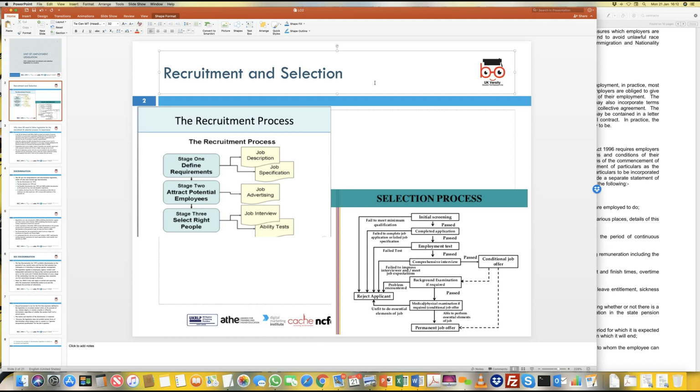Then it leaves the organization, as well as the HR department, open to arbitration or lawsuits which can be brought in if things are not clearly defined in the contract. The process of recruitment, we understand very clearly, starts off with the job description and specification.